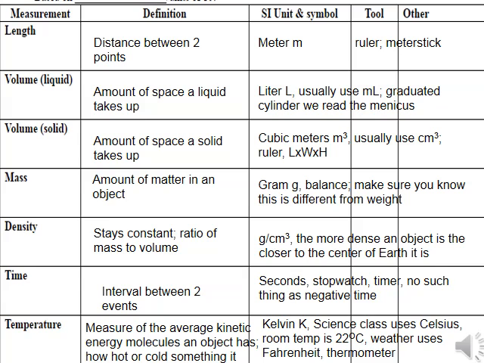Temperature is the amount of average kinetic energy molecules an object has. Remember, kinetic energy is movement. So as the particles move a lot, the temperature goes up. When particles don't move very much, the temperature goes down. In science class, we use Celsius, and remember that room temperature is about 22 degrees Celsius. Water freezes at 0 degrees Celsius and boils at 100 degrees Celsius. But when we watch the weatherman or a weather bug, that's measured in Fahrenheit, and it's measured with a thermometer.